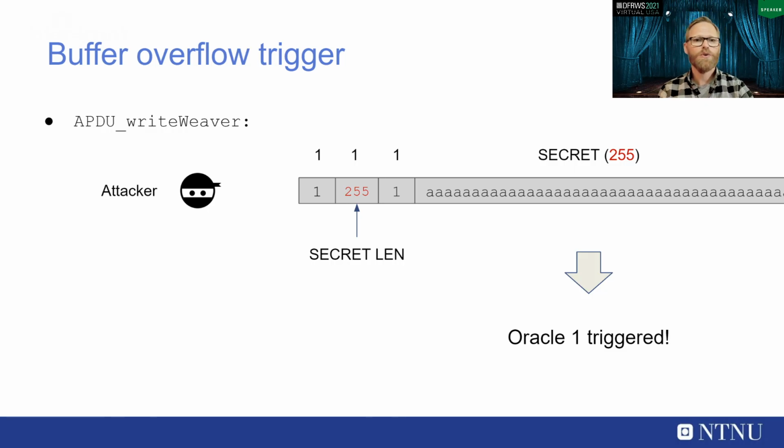So, long story short, we could trigger a buffer overflow in the APDU Readweaver by just sending in a large secret. Instead of sending in a 32-byte challenge and a 32-byte secret, we could send in a large secret with, for example, 255 bytes. The maximum is 255 since it's a single byte. And this triggered Oracle 1, which meant that probably something crashed.